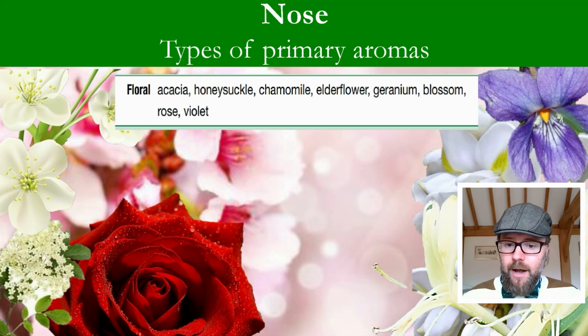Rose, which is that red rose there towards the bottom, and violet towards your top right. Elderflower, by the way, is in the bottom left. So is a variety here.